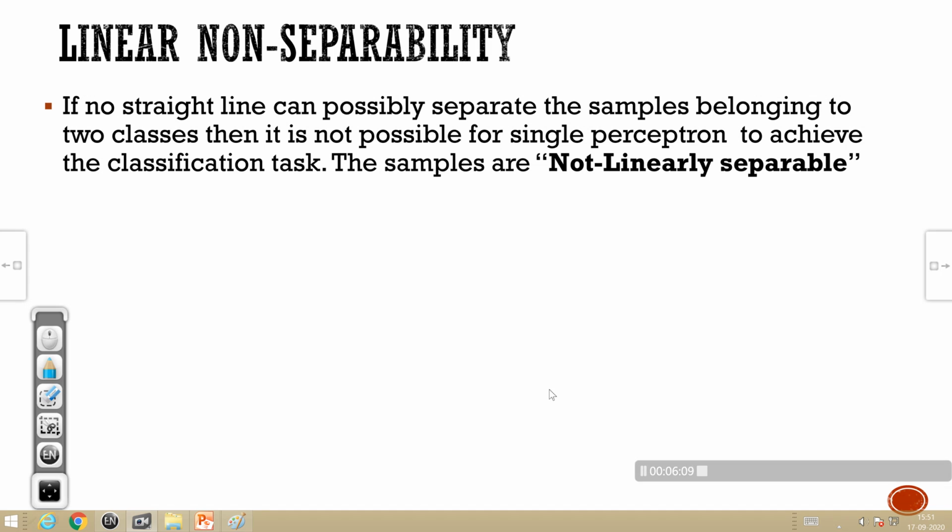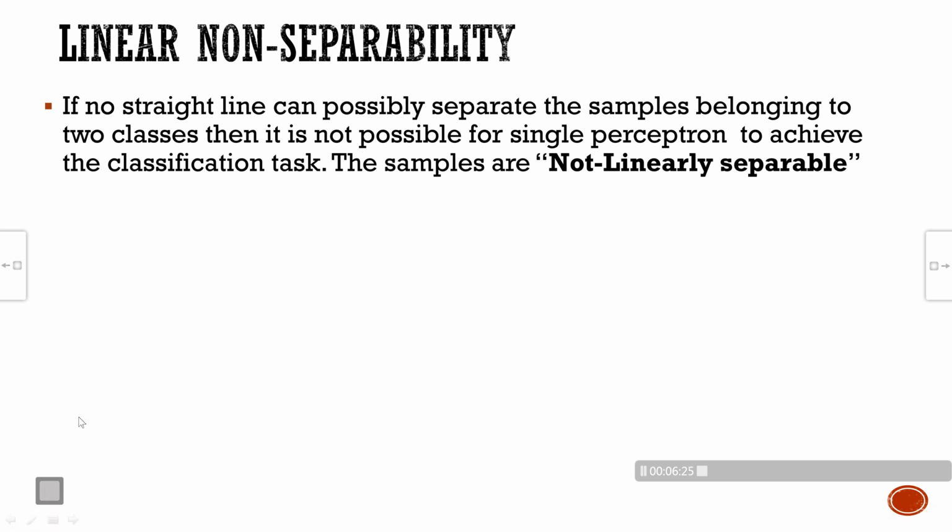Okay, next is linear non-separability. If no straight line can possibly separate the samples belonging to two classes, then it is not possible for a single perceptron to achieve the classification task, and the samples are called not linearly separable. So we shall take an example.